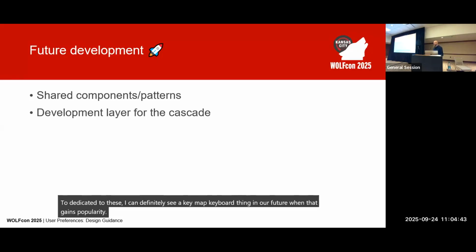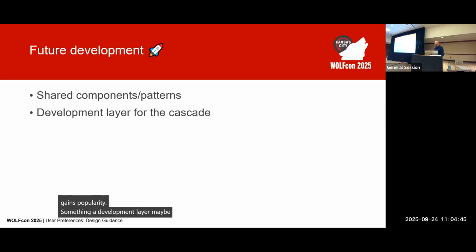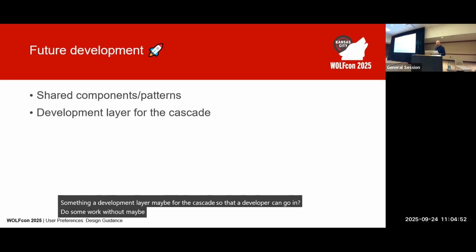A development layer maybe for the cascade so that a developer can go in, do some work without having to fuss too much with like Postman, adding permissions, going through a lot of those motions that we have to do when we're working with these preferences.